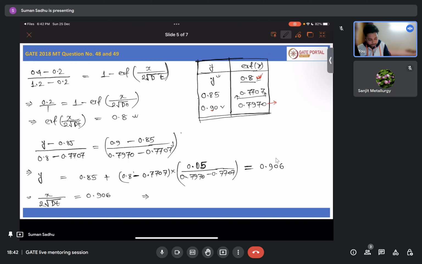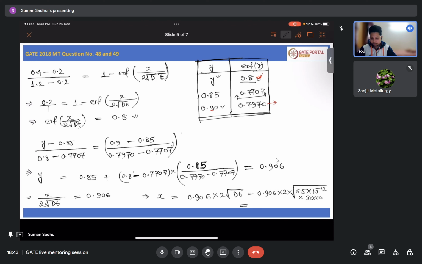Now from here we can calculate x is equal to 0.906 into 2 root over of dt. So that is equal to 0.906 into 2 into root of d, the d value we have already calculated, 6.5 into 10 to the power minus 12, into t, which is 36000.